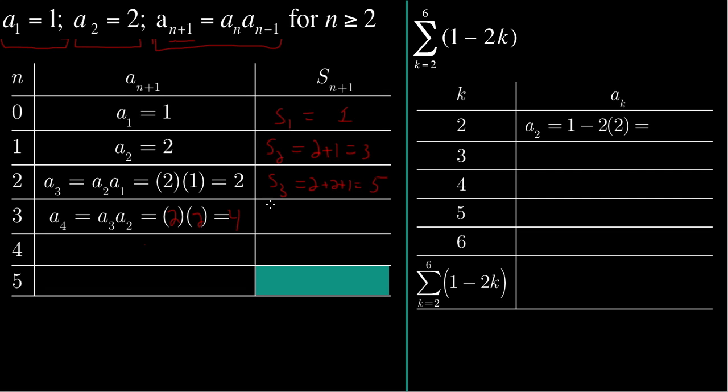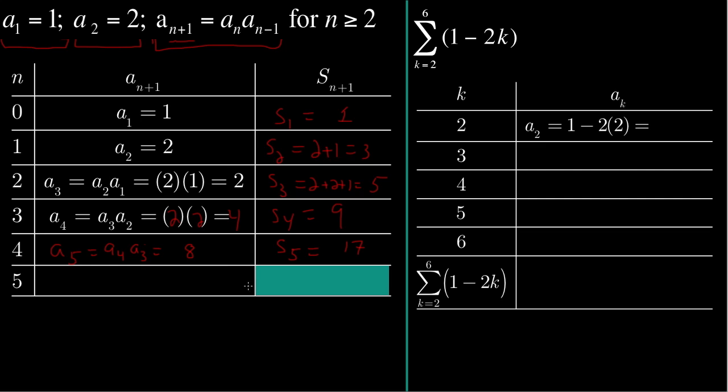S3 is going to equal 2 plus 2 plus 1, which is 5. S4, as you could probably figure out on your own, is going to be the sum of the first 4 that I see over on the left column. So 4 plus 2 is 6, plus 2 is 8, plus 1 is 9. Finding the fifth term, A4 times A3, which is 4 times 2, or 8. The sum of the first 5 is 8 plus the previous 4, or 17.